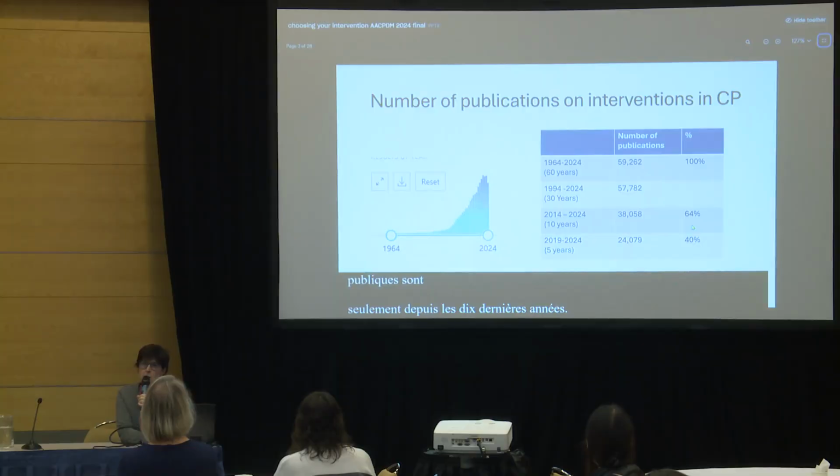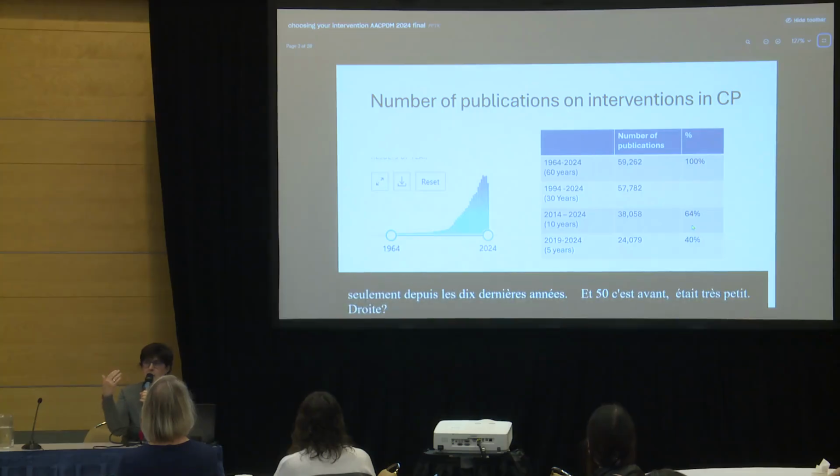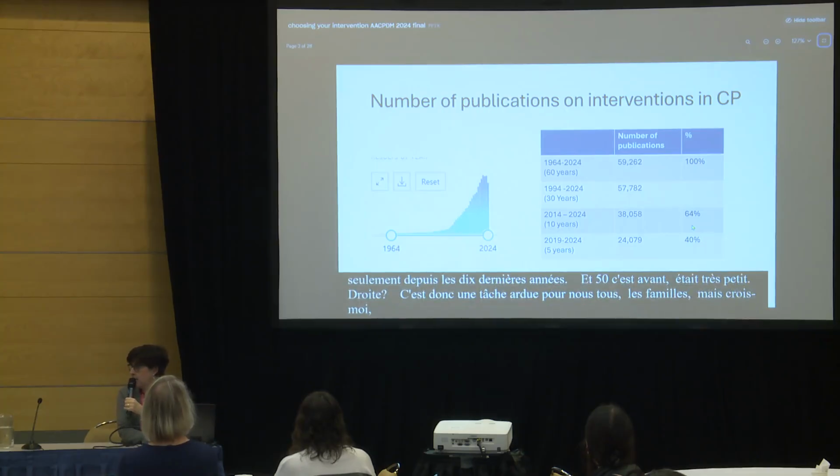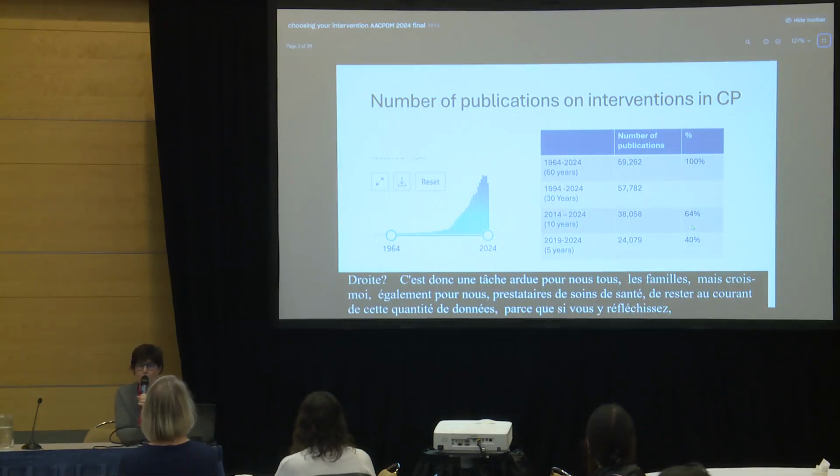And so it is daunting for all of us, the families, but believe me, also for us healthcare providers to stay on top of that amount of data. Because if you think about it, it's 5,000 publications per year. How do you even read and digest and know what's really worth it?